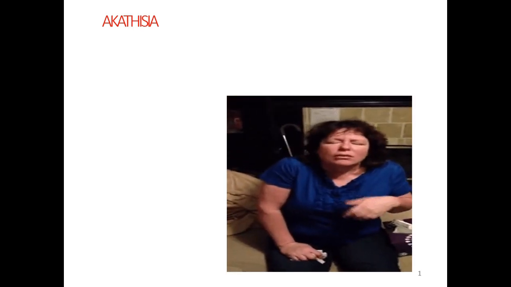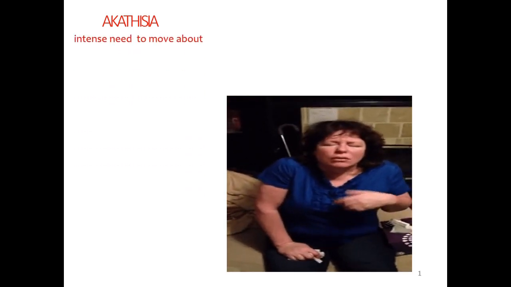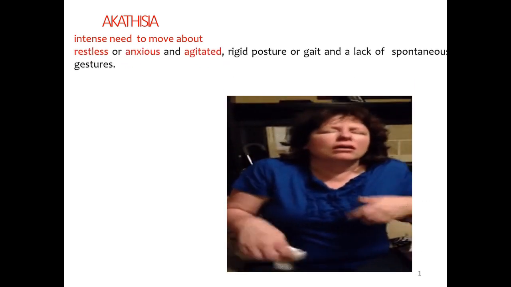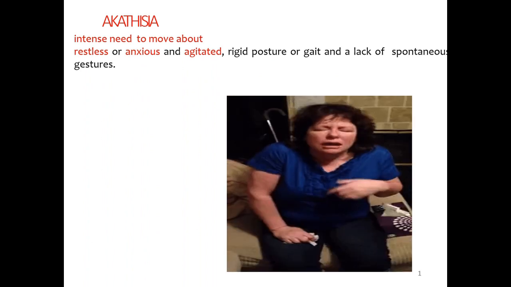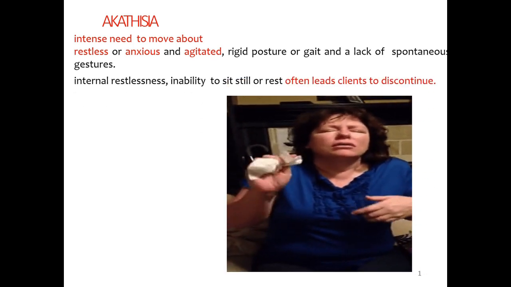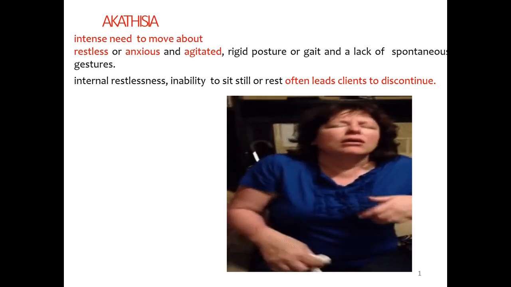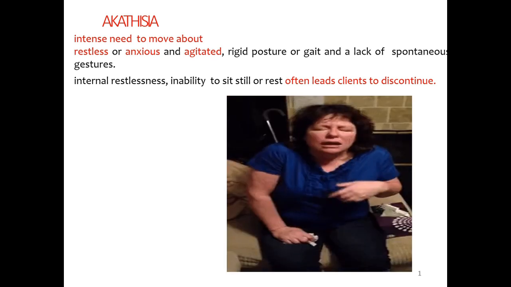What you're seeing right now is a condition called akathisia. This is the third letter of our code APAT. This is the second letter A in the 4-letter word APAT. Akathisia. Look at the lady. How will you describe her? She is restless. She's agitated. And akathisia is an intense need to move about. The patient becomes restless, anxious, agitated, and there's a lack of spontaneous gesture. There's an internal restlessness. And that's why most of the patients taking antipsychotic medications tend to discontinue the medications, because they're not feeling good about the medication.